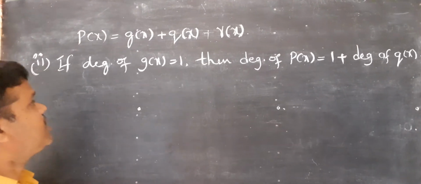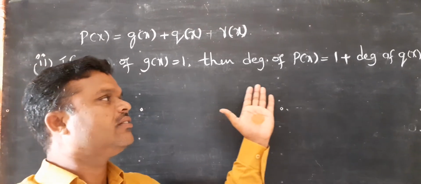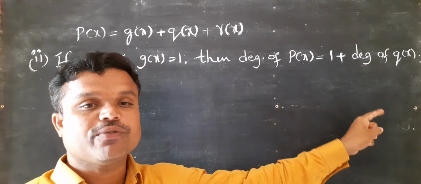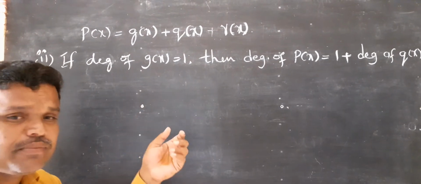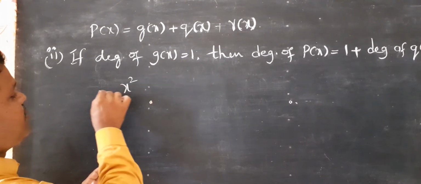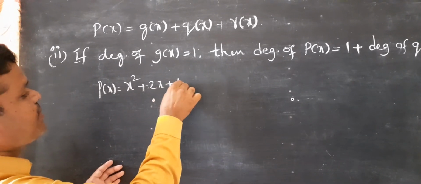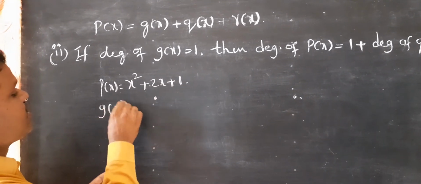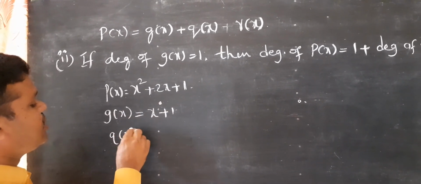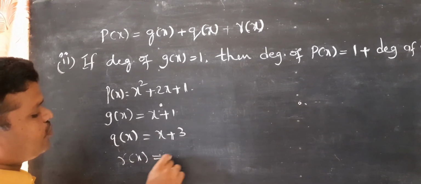Okay. The second observation is, if the degree of g of x is equal to 1, then the degree of p of x is equal to 1 plus the degree of q of x. So in the example we discussed previously, p of x is equal to x square plus 2x plus 1, g of x is equal to x plus 1. What q of x did we get? Here it is x plus 3. r of x is equal to 4.